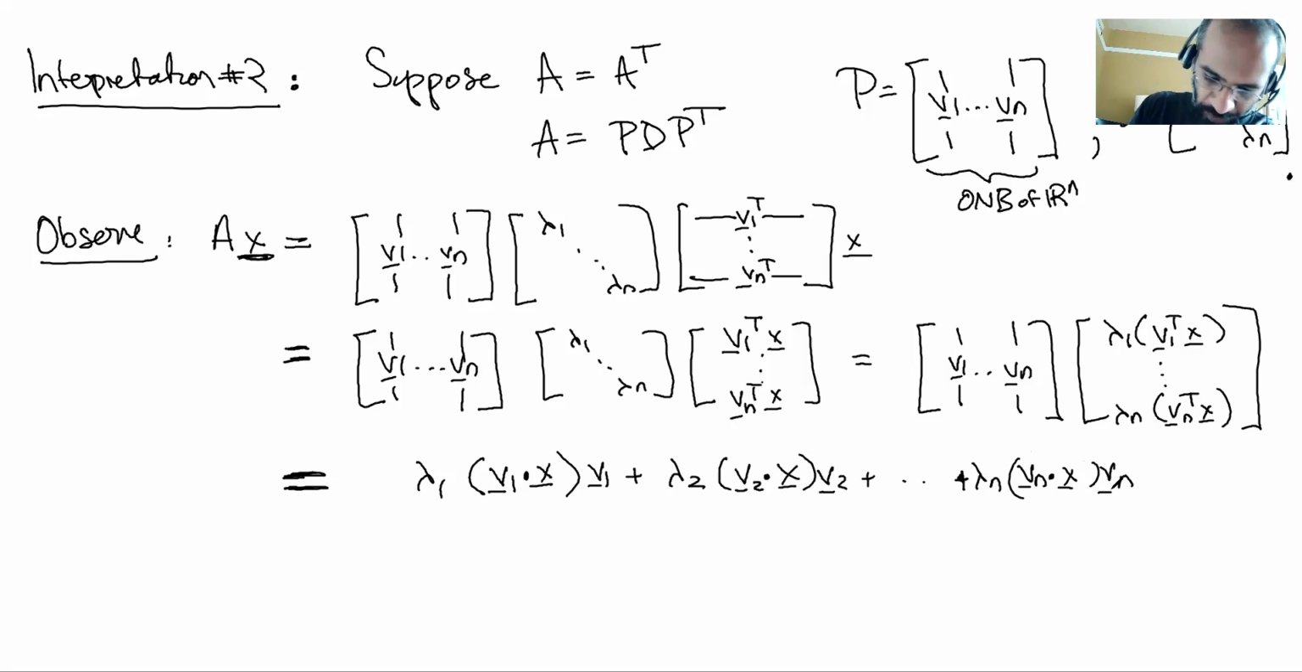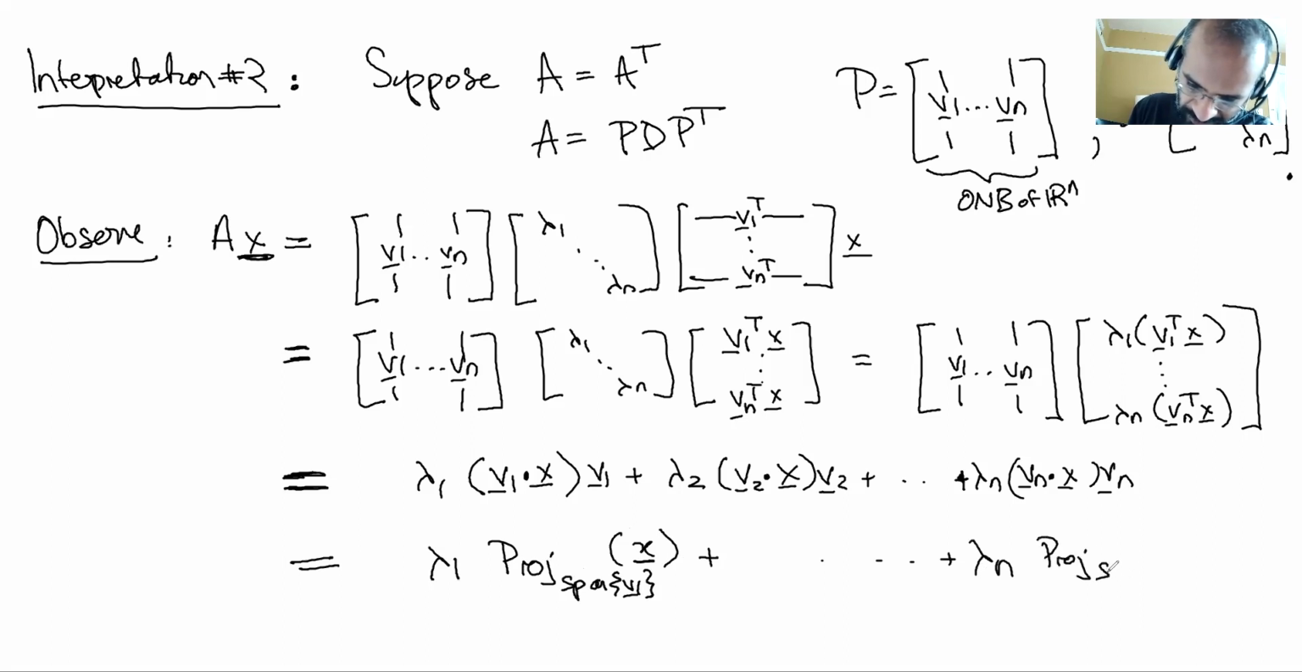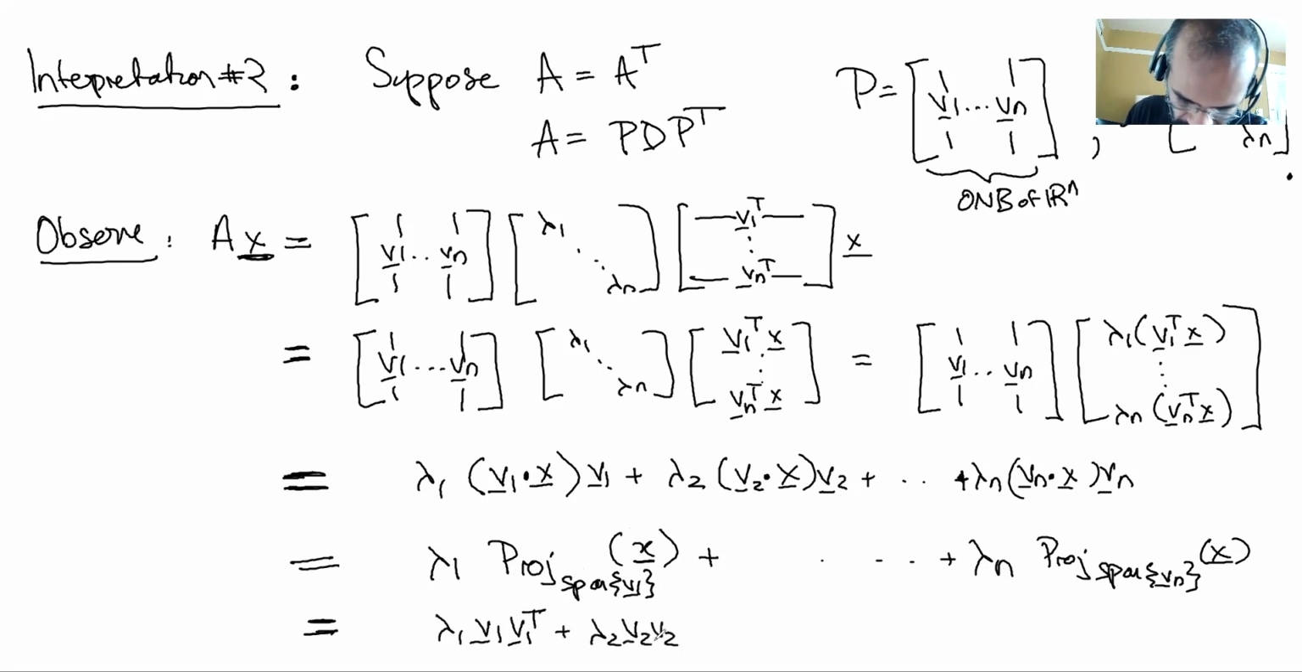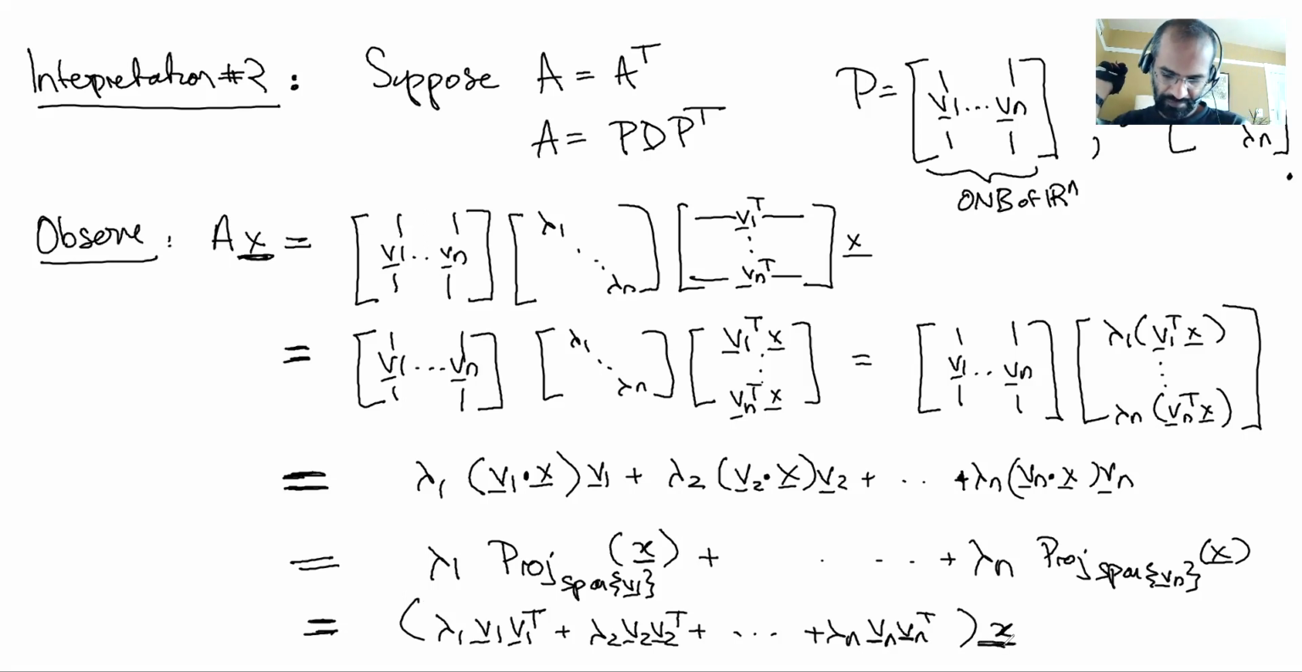And so the way to think of it as a projection is this is just lambda 1 times the projection onto the span of the first eigenvector of x, plus lambda 2 and so on, all the way up to lambda n times the projection onto the span of the nth eigenvector of x. If you were to write that as a matrix, that would just be lambda 1 v1 v1 transpose plus lambda 2 v2 v2 transpose all the way up to lambda n vn vn transpose, times x. So this is a different interpretation. What it's telling you is every symmetric matrix is just a weighted sum of projections onto the eigenvectors, and the weights are given by the eigenvalues.